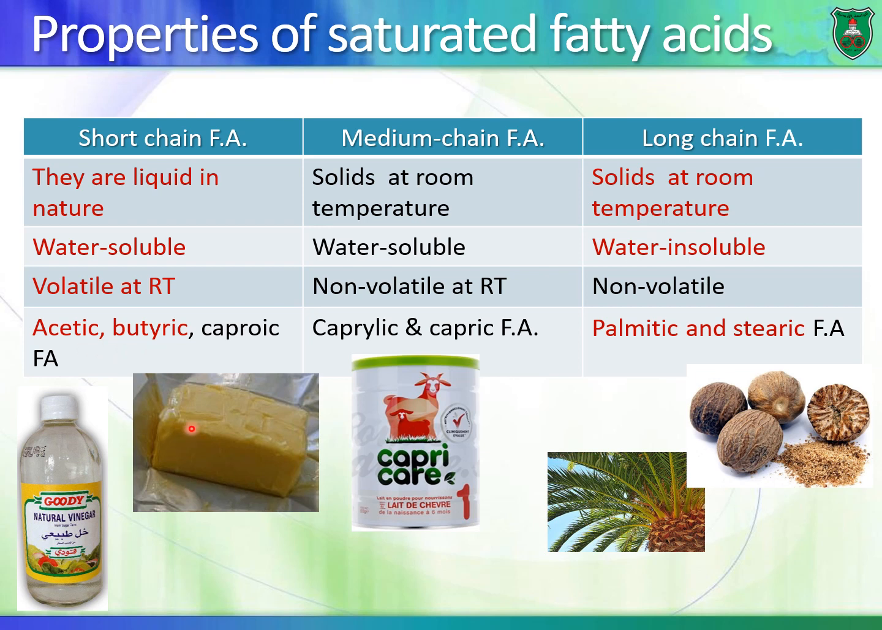Now, if you put butter at room temperature, it becomes liquid. And that's why it melts really fast in your mouth when it warms up. And caproic acid as well. Now, caproic acid, by the way, capri means goat. So in goat milk, you have a lot of short chain fatty acids. Medium chain fatty acids, they are solid at room temperature. They are water soluble in general. Examples include caprylic and capric fatty acids.